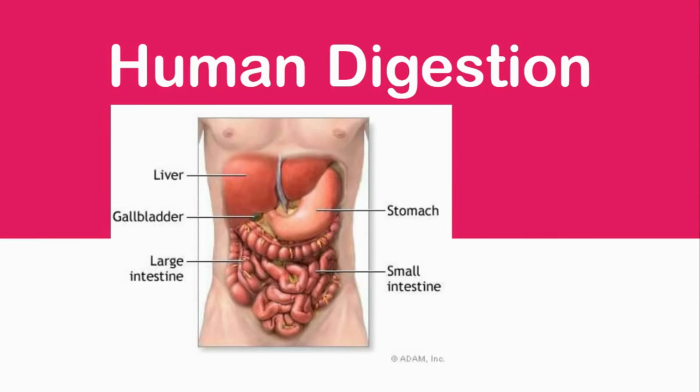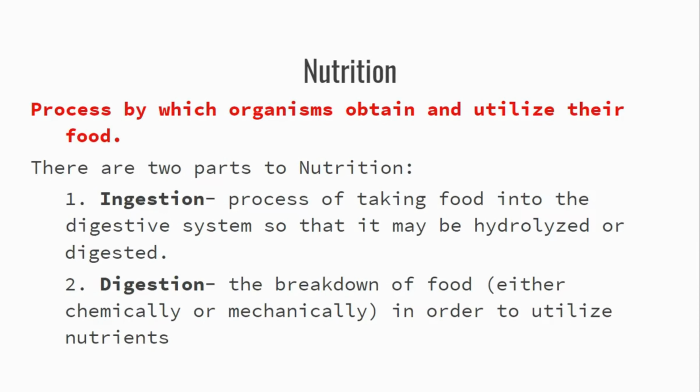In this video, we are going to learn about the human digestive system. Let's begin with nutrition. These are processes by which organisms obtain and utilize their food. There are two parts to nutrition.